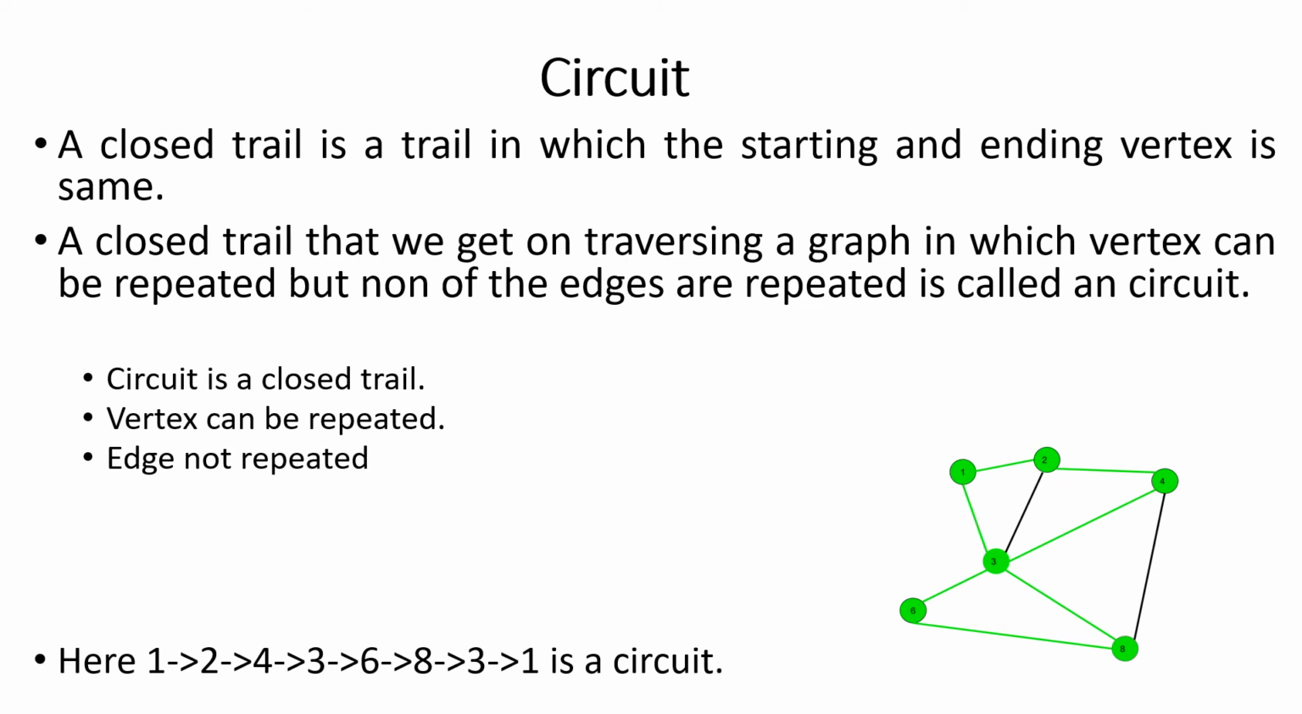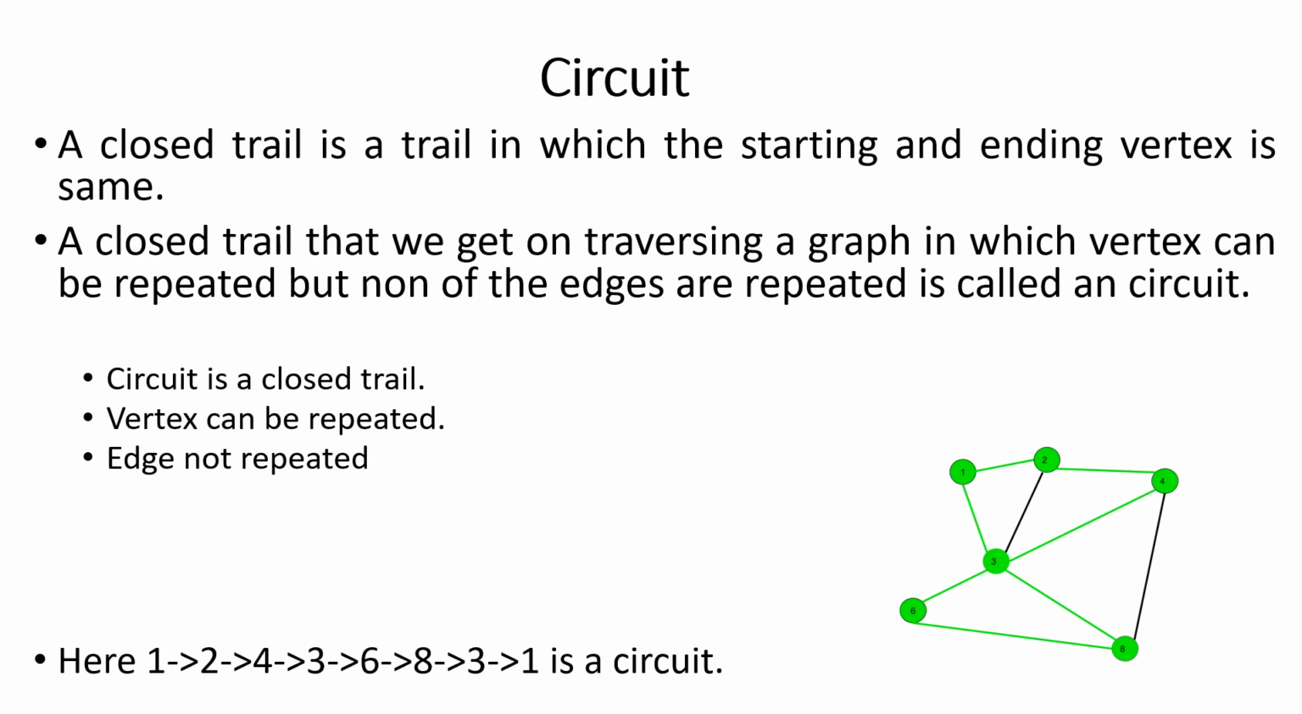Before defining a circuit, we will first see what is a closed trail. A closed trail is a trail in which the starting and the ending vertex is same. Now, a closed trail that we get on traversing a graph in which the vertex can be repeated but none of the edges are repeated is called a circuit. Thus, a circuit is a closed trail with both the starting and ending vertex same, and any of the vertex can be repeated but none of the edges can be repeated.